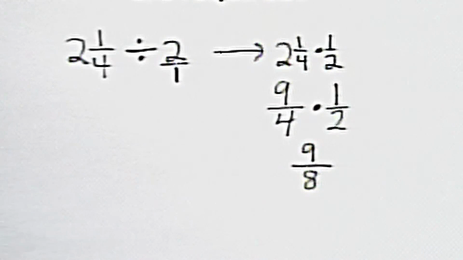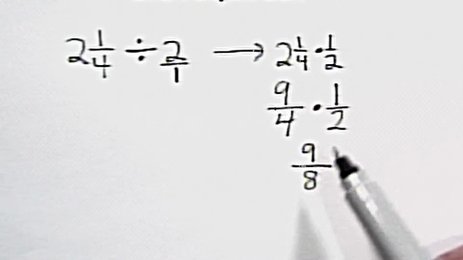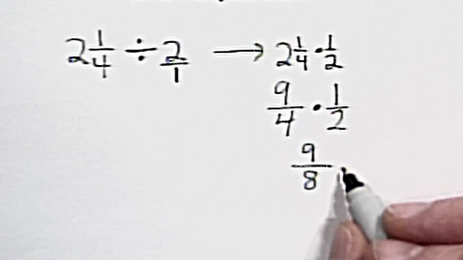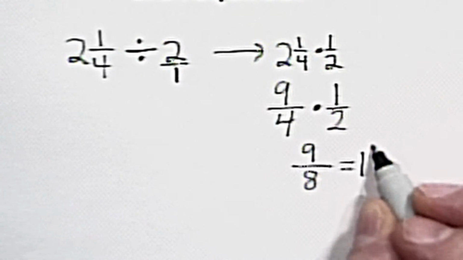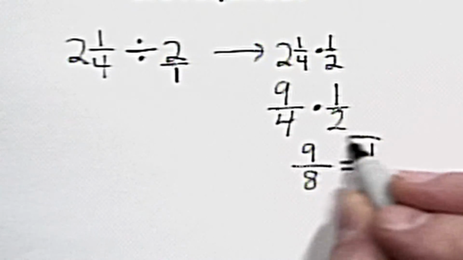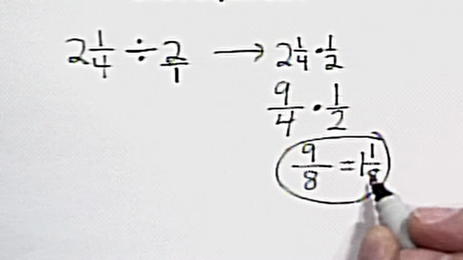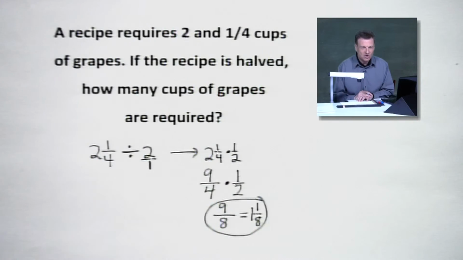We're still improper, and I don't really know what 9/8 of a cup looks like. Most of us don't either. So we're going to make this into a mixed number. 8 goes into 9 one time, and I have 1 left over, so my solution is 1 1/8 cups of grapes.